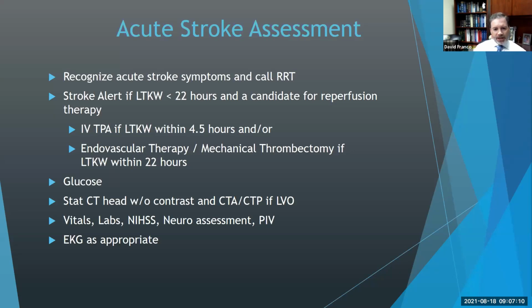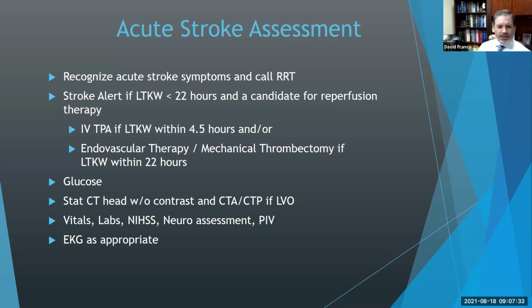They would be a TPA candidate if their last known well was within 4.5 hours, and they're an endovascular candidate if their last time known well was within 24 hours, although practically if it isn't within 22 hours, we don't have time enough to work that up.